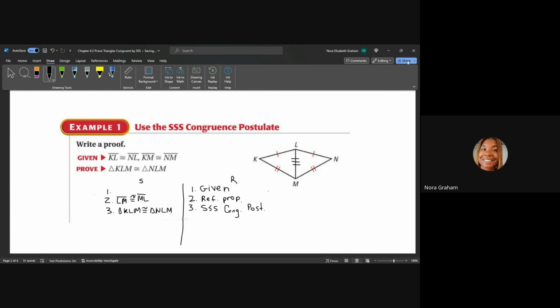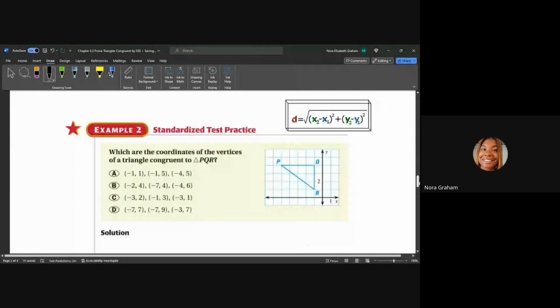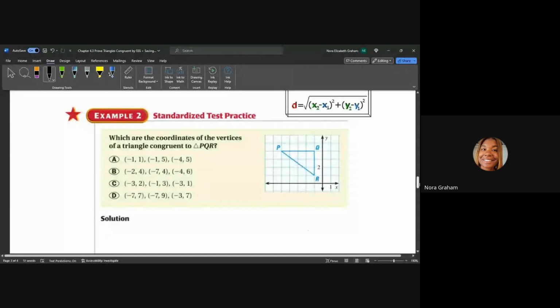Okay, so now let's go on to example number 2. This one I threw in there because they have a lot of good practice for the standardized tests in this book, which I like. These might pop up on some of your SATs or some of your homework problems. So this one is, which are the coordinates of the vertices of a triangle congruent to triangle PQR? We need to find out which of these coordinates would give us a triangle that's congruent to this.